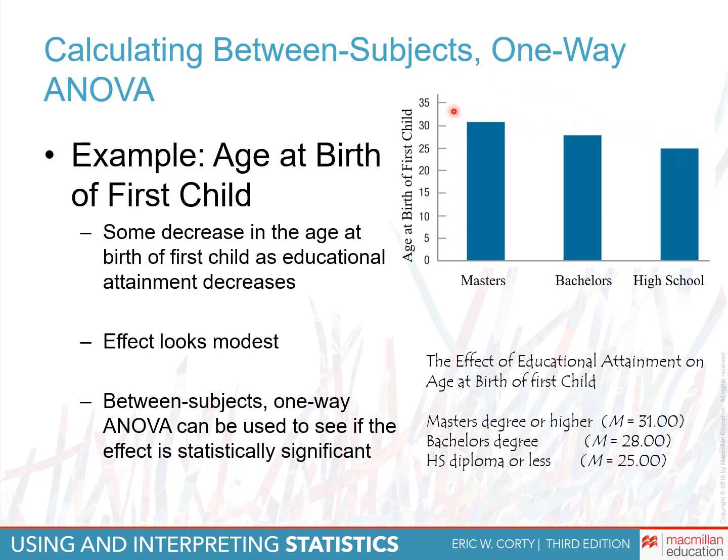So if we were just going to eyeball this quickly, it looks as though as education goes up, the age at birth of first child also seems to go up. Or another way to think about it is that you see a decrease in age at birth of first child as education goes down. But it doesn't look like it's a huge effect. We see some differences, but we also have to figure out, are those differences meaningful? Are they actually statistically significant differences based on education? And so that's what we're going to use our hypothesis testing to determine.